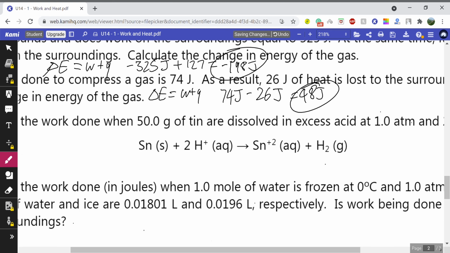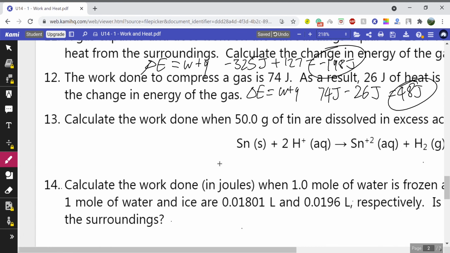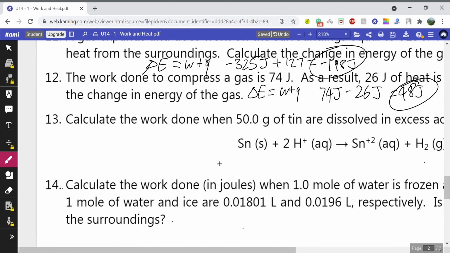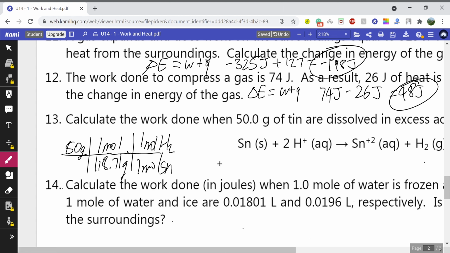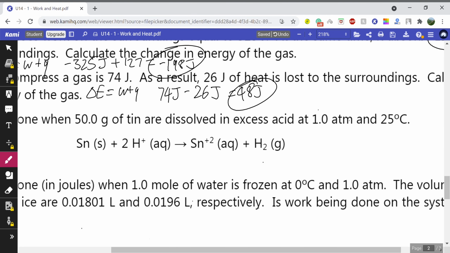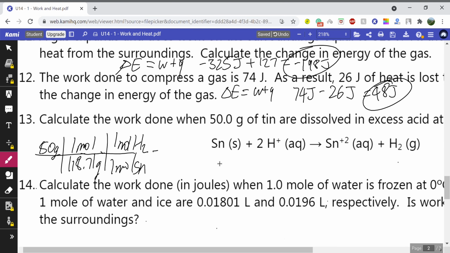Alright, calculate the work done when 50 grams of tin is dissolved. Now first, to calculate the work, let's do this step by step. Let's first convert the 50 grams into moles. So 1 mole of tin, Sn, is 118.71 grams, and it's 1 mole of H2 for 1 mole of Sn. Why do we use H2? Because we need to use the gas in order to find V. I'll show you in a bit. So first, let's find how many moles. 50 divided by 118.71 will give you 0.421 moles.